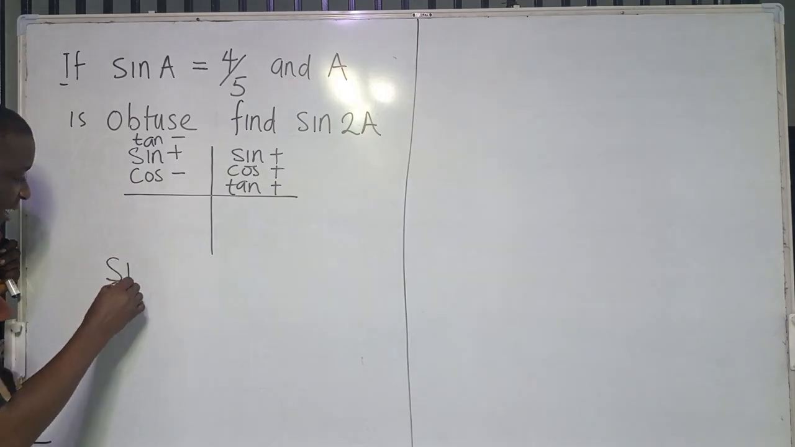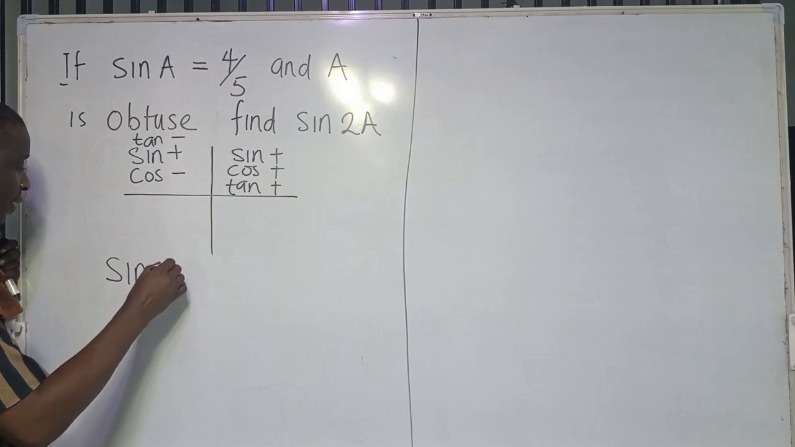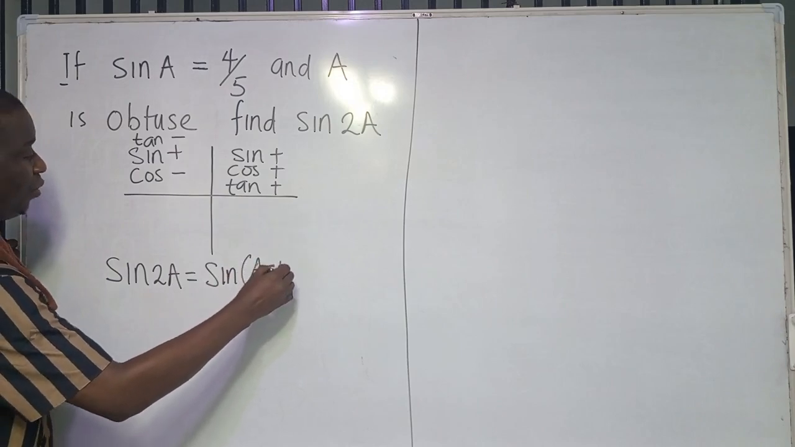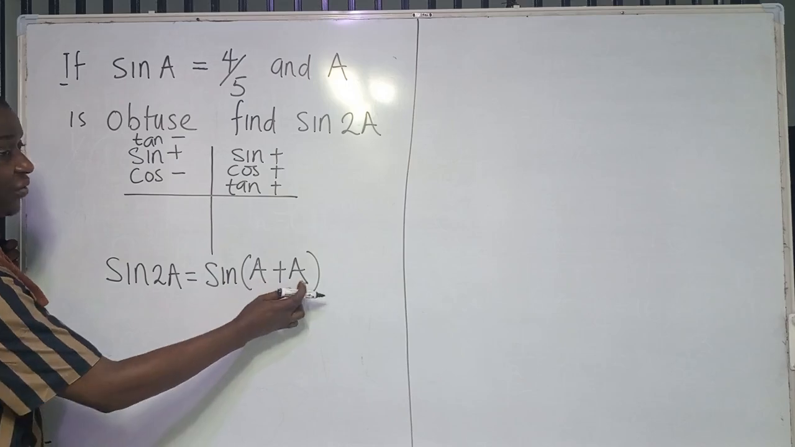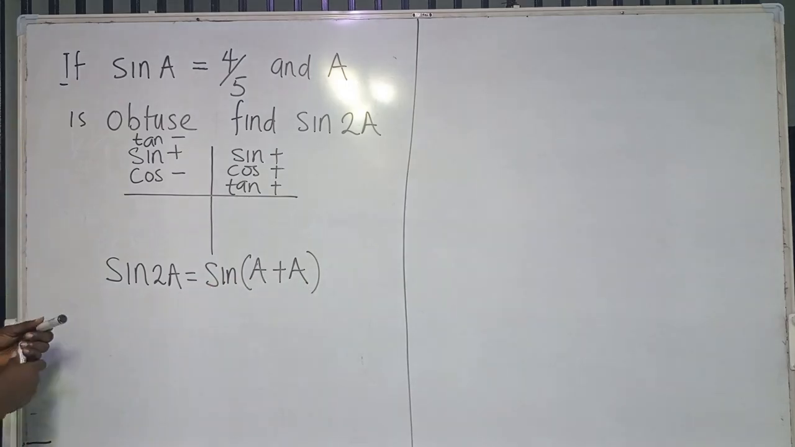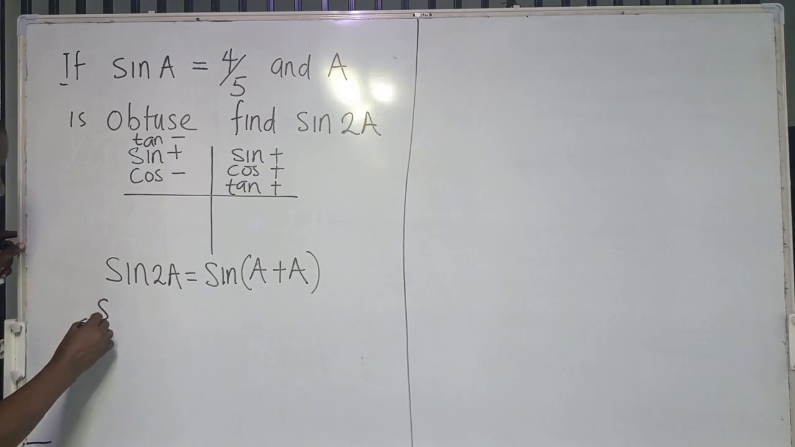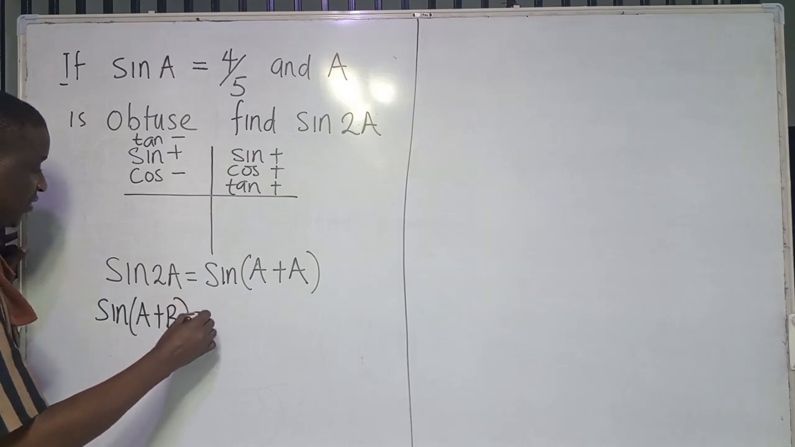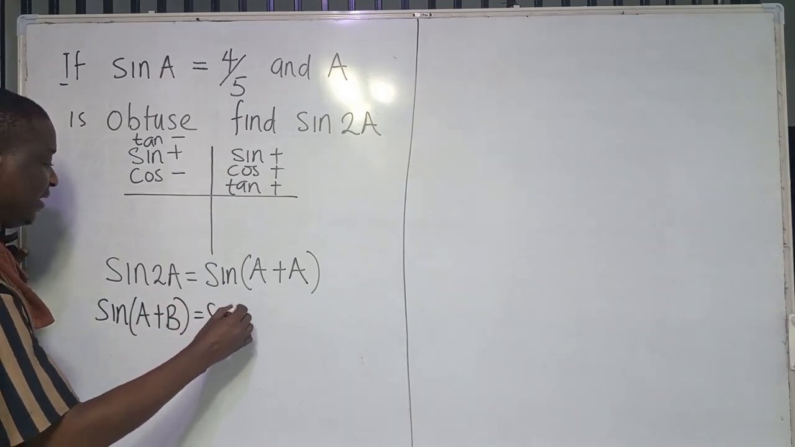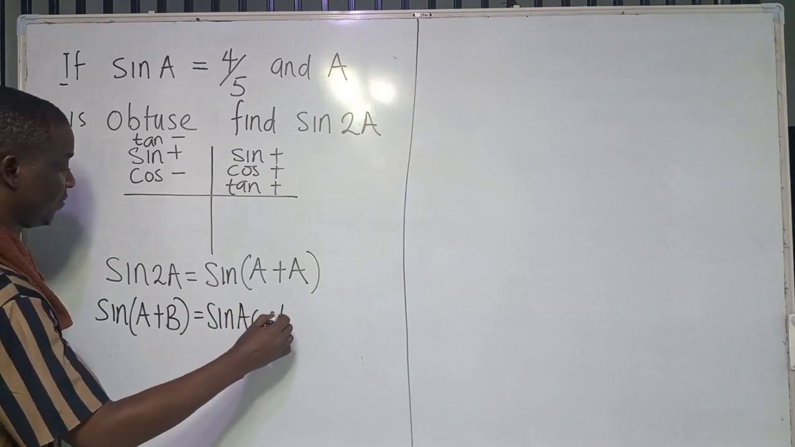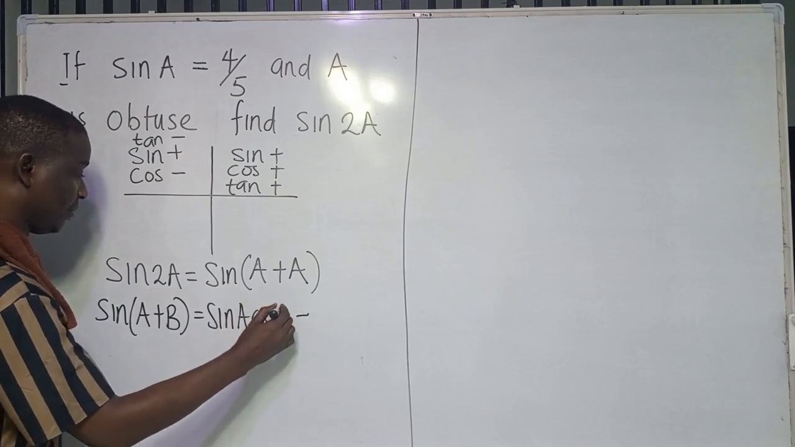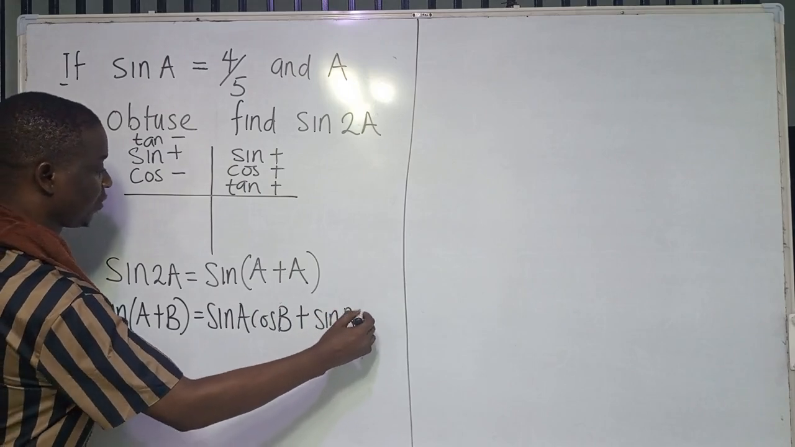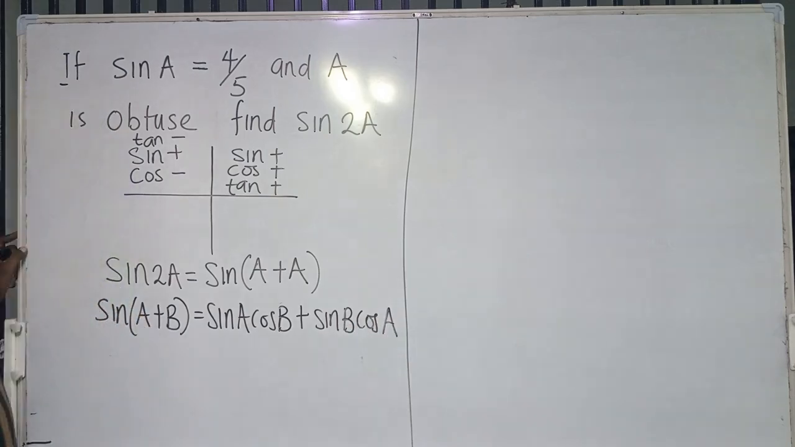Now, you must know that sine 2A can be written as sine of A plus A. And according to the rule of trig, sine of A plus B is equal to sine A cos B plus sine B cos A. That is the formula to use.